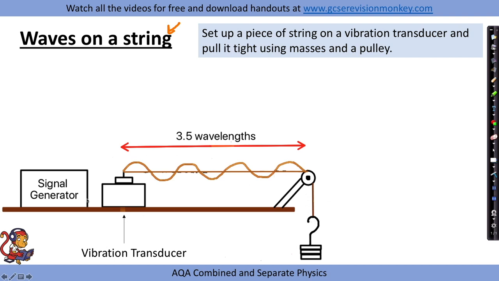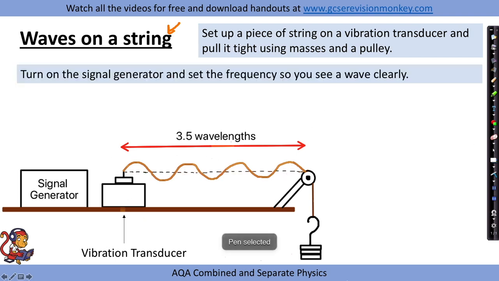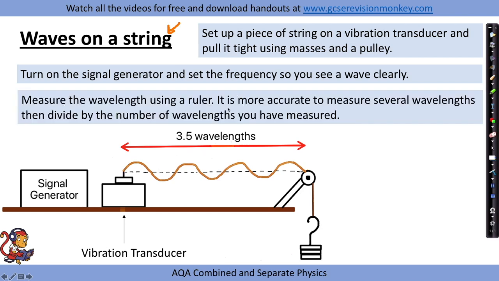Now the signal generator is connected to the vibration transducer, and when you turn that on, this will vibrate up and down, so it will oscillate vertically up and down and will produce a wave, like so. We need to turn on the signal generator and set the frequency so you can see a wave clearly. So if it's oscillating up and down at a frequency where you can't see a clear wave, you're going to have to tune it on the signal generator until you see a nice clear wave forming. We then measure the wavelength using a ruler. It is more accurate to measure several wavelengths, then divide by the number of wavelengths you have measured.